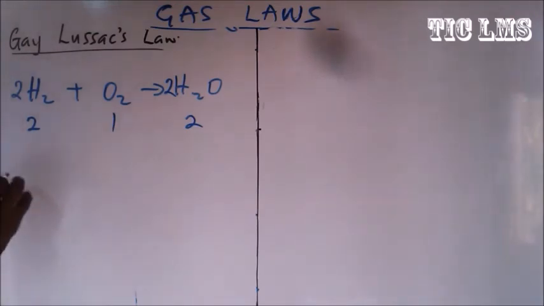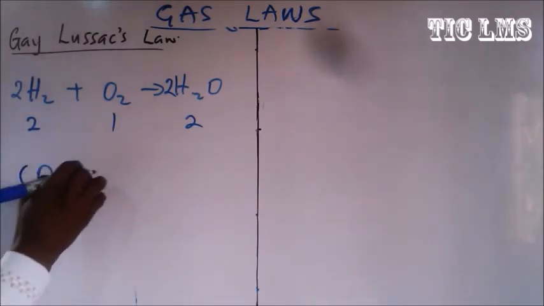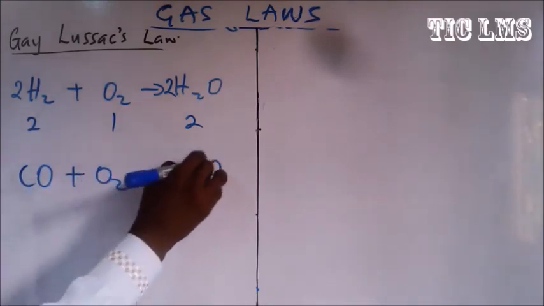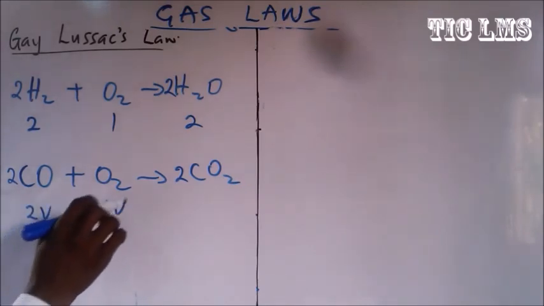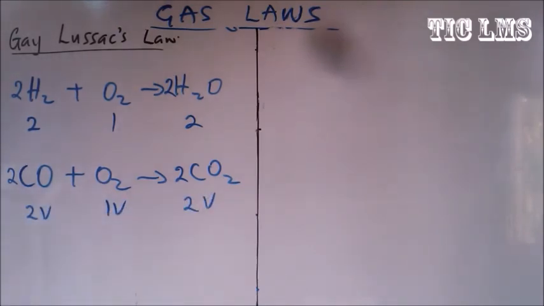Or if you have carbon monoxide which reacts with oxygen to form CO2, we balance this equation by having 2 over here and having 2 here. And so we have that 2 volumes of carbon monoxide reacted with 1 volume of oxygen to produce 2 volumes of carbon dioxide. So here is the simple ratio of the volumes.